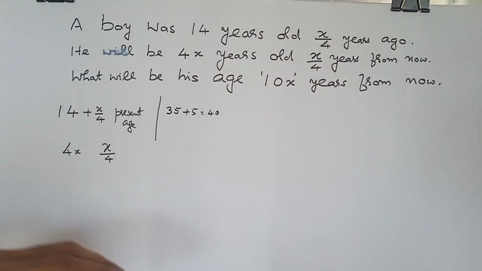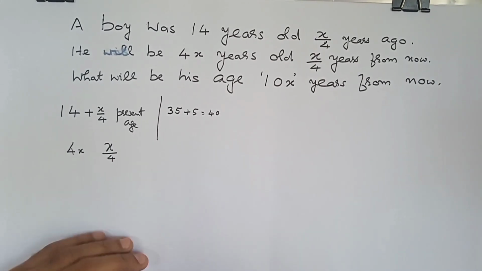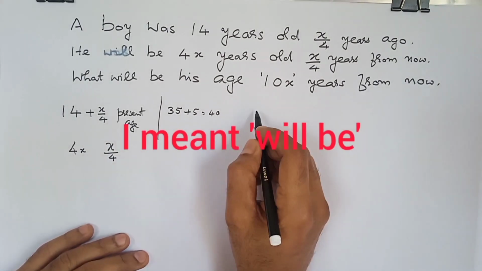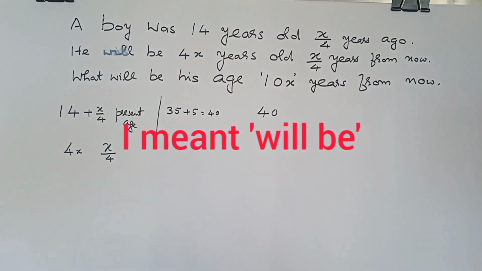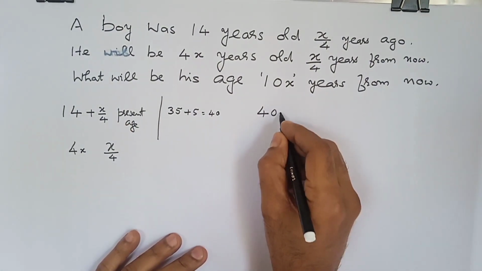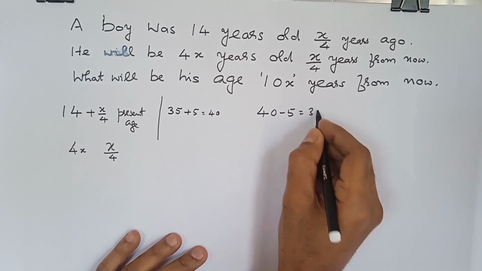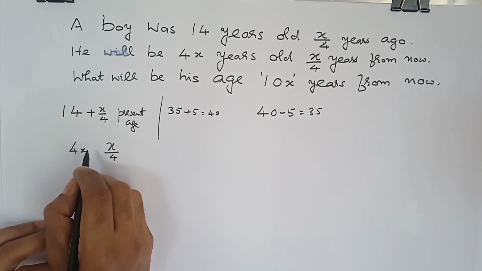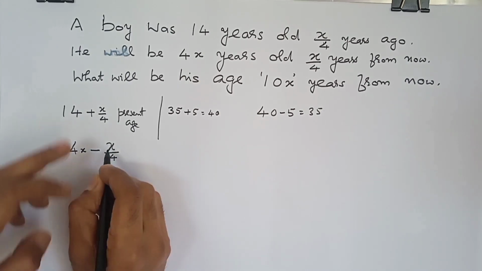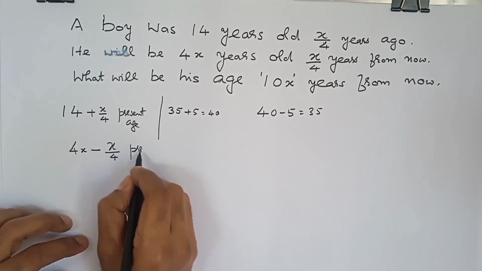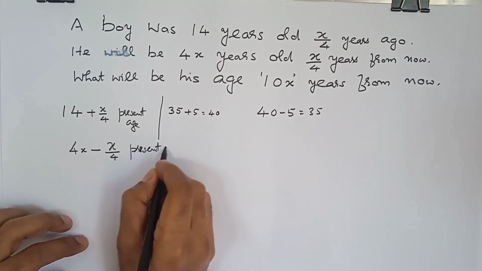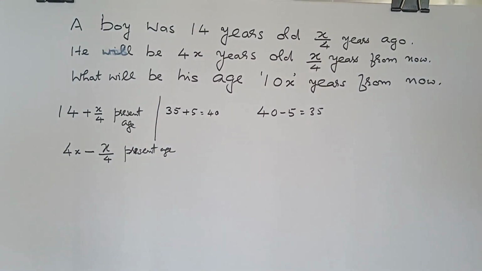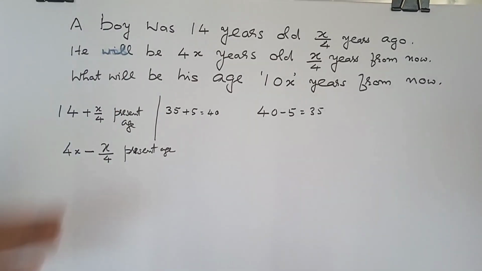Now if you have any confusion, look at it this way. If I say my age will be 40 years, 5 years from now, what is my present age? You subtract and get 35. In the same way, this x by 4 years, you subtract from 4x to get the boy's present age. So what have we done? We have found the boy's age in two different ways. They both refer to the same quantity, so you can equate them.